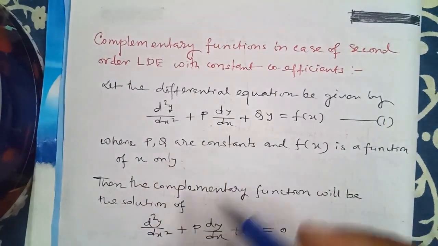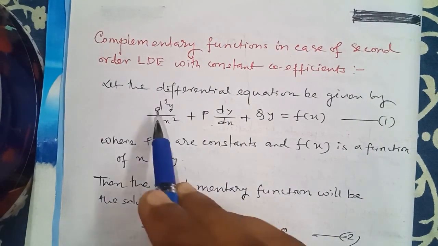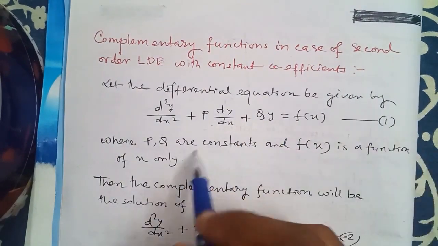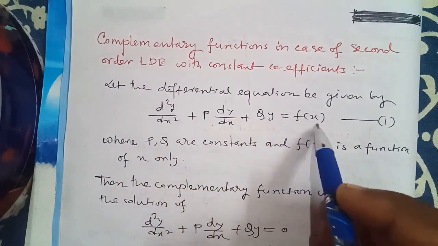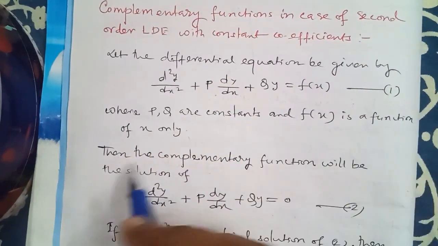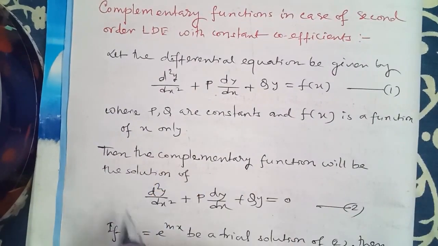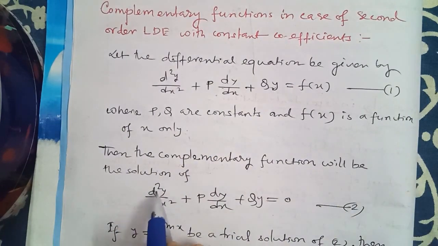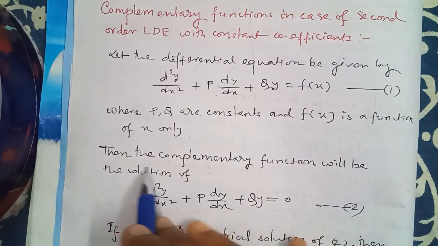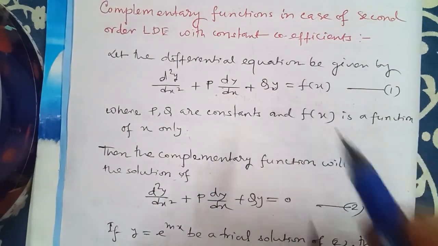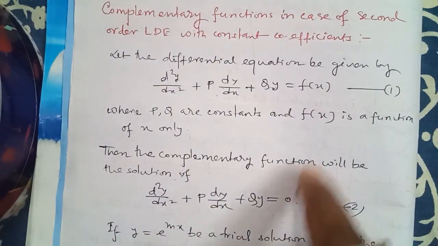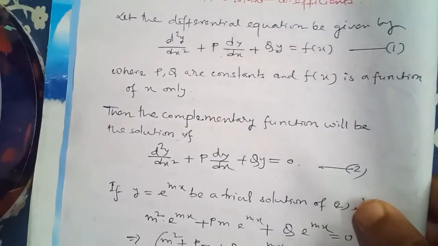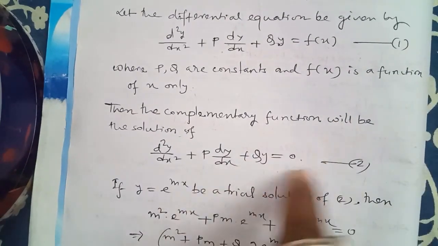Let the differential equation be given by d²y/dx² + p dy/dx + qy = f(x), where p, q are constants and f(x) is a function of x only. P, q are constants, okay students? Keep that in mind. Then the complementary function will be the solution of the homogeneous equation. We will choose 0 on the right hand side. If it is not 0, then we will take it as 0. Okay, this is the rule for finding the complementary function. We have to take the right hand side as 0.